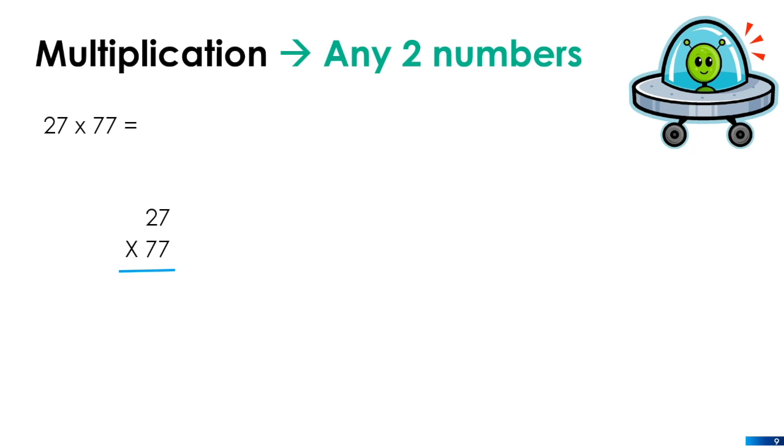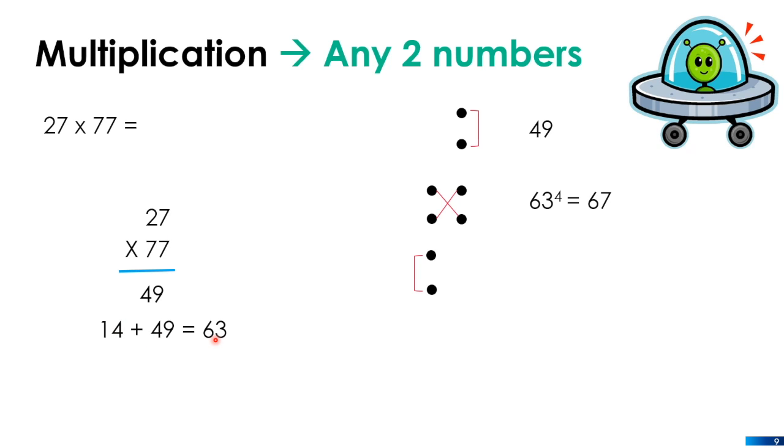27 times 77. The number itself looks complicated. So you first do 7 multiplied by 7 because you have to multiply the outer numbers first. Gives you 49. And then 2 times 7, 14, plus 7 times 7 is 49. Answer is 63. I'll explain this carry forward a little later.